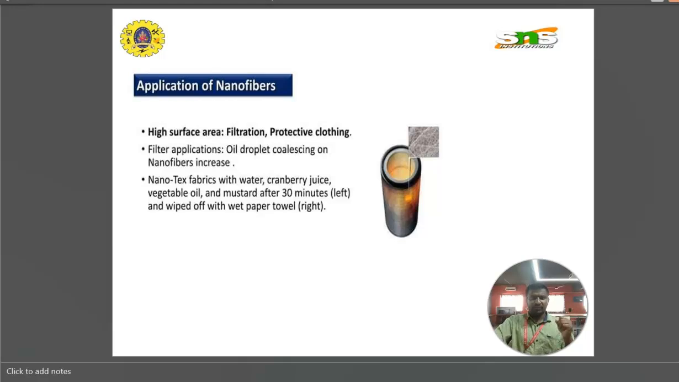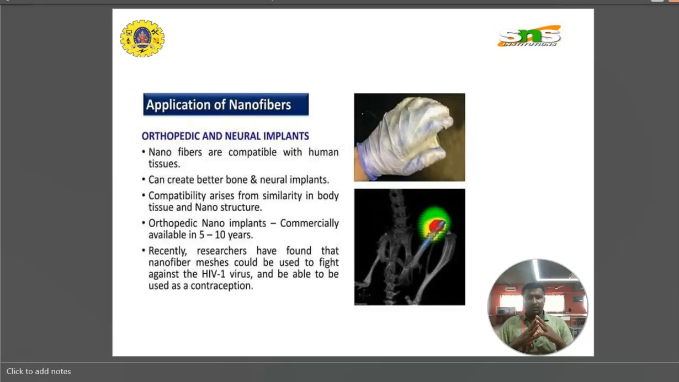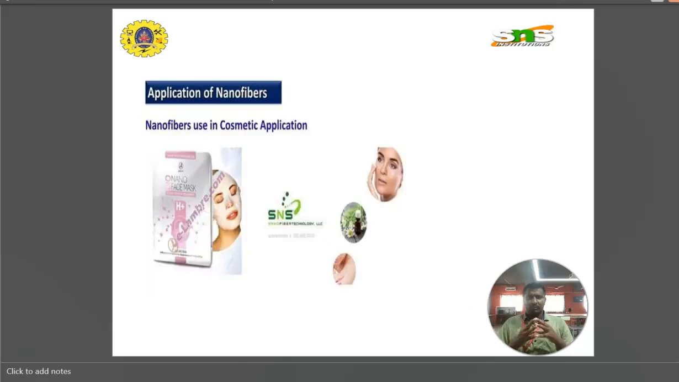The corresponding diagram shows nanofibers utilized in filtration and protective clothing. In this figure, the nanofibers are used to produce orthopedic and neural implants. The diagram shows nanofibers used in cosmetic applications.